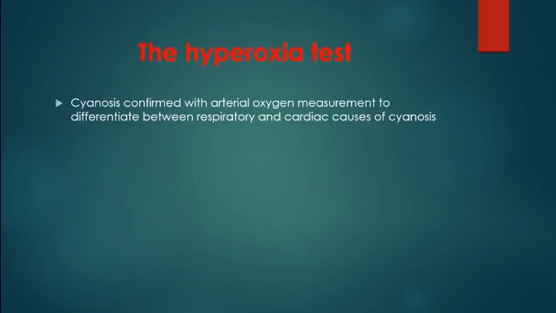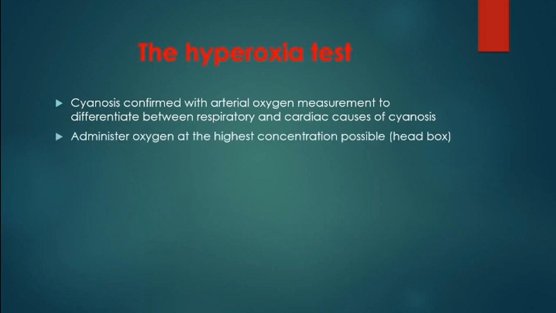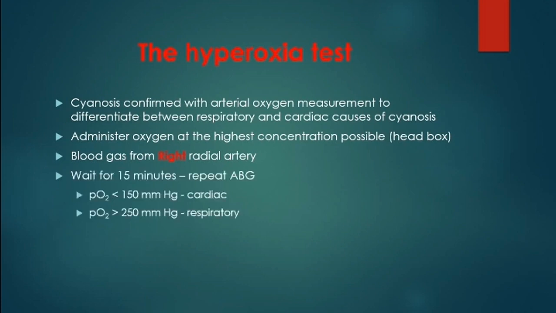What's a hyperoxia test? When cyanosis is confirmed by obtaining an arterial blood gas and the PO2 is less than 60, we can differentiate between the respiratory and cardiac causes of cyanosis by this test. We should administer oxygen at a high concentration, up to 100%, in a head box. Then I'll obtain an arterial blood gas from the right radial artery and wait 15 minutes to repeat the arterial blood gases. If PO2 improves to more than 250, then it's a respiratory cause. If it's still less than 150, it's a cardiac cause.